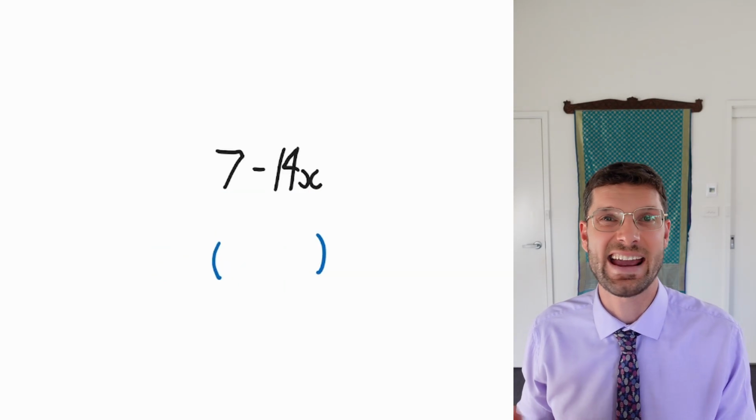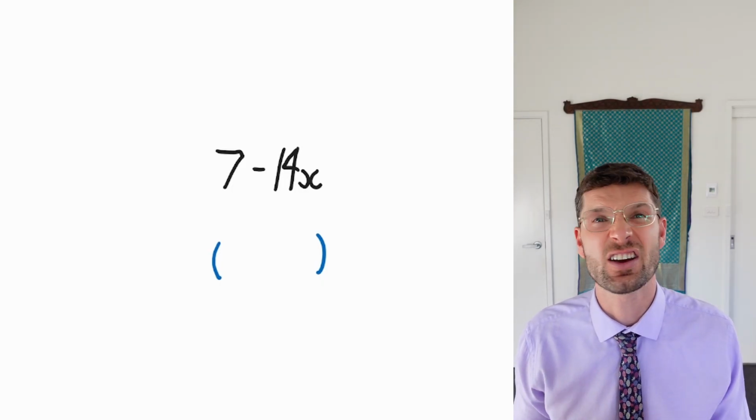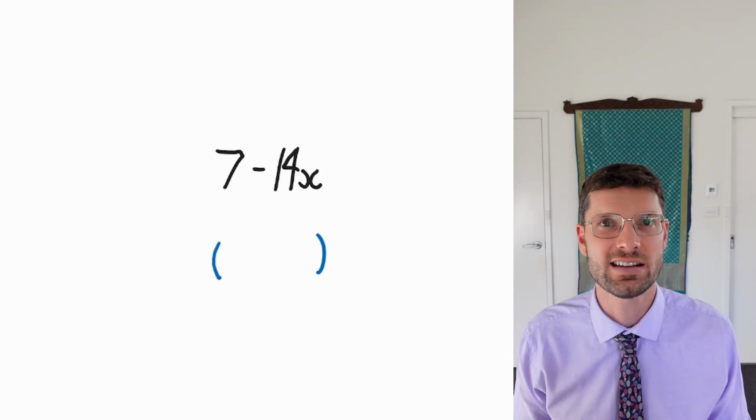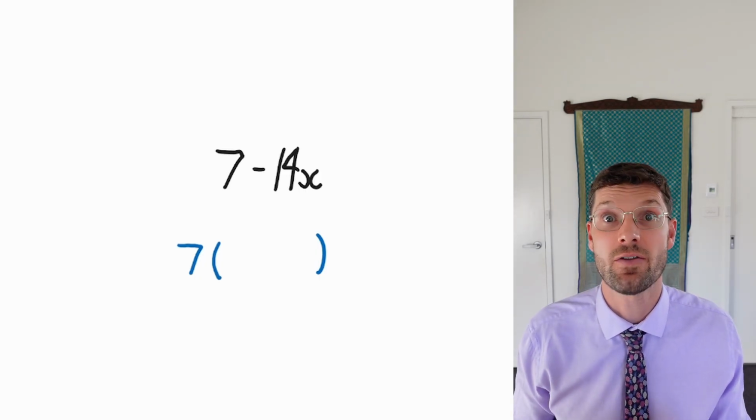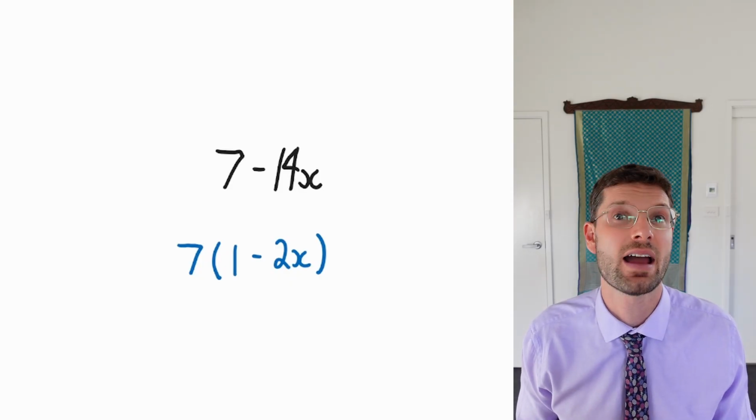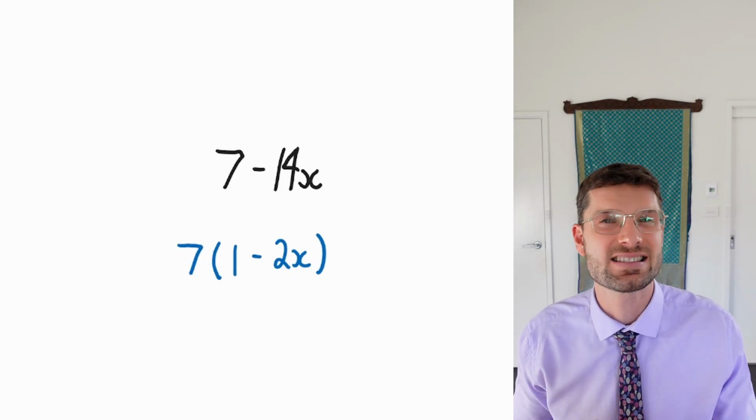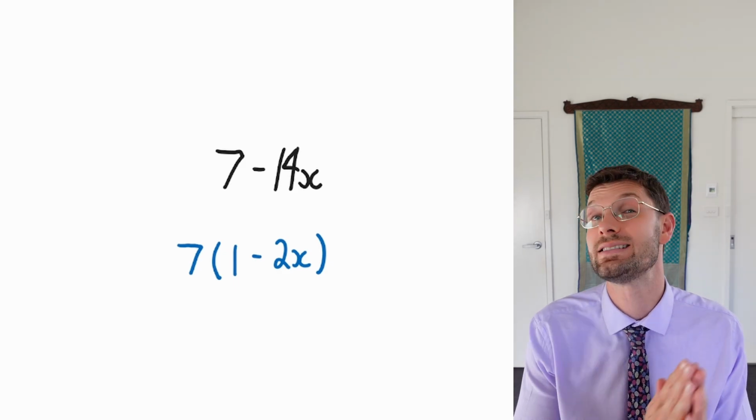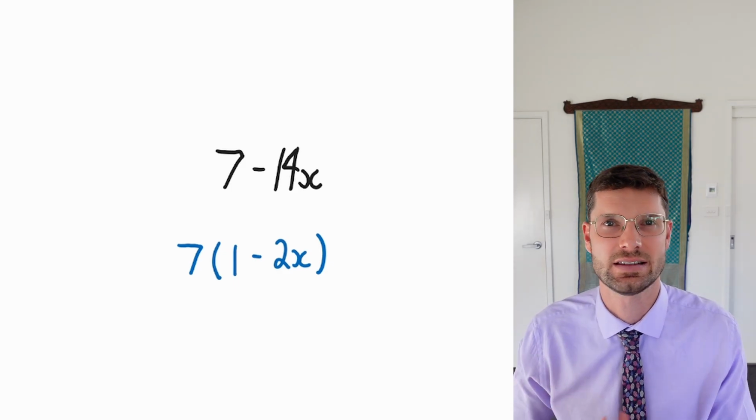This even works if the x isn't that first term. So for this one, I've got 7 minus 14x, and the common factor between 7 and 14 is just 7. So again, that 7 is going to go out the front. 7 divided by 7 is just 1, so that goes there. And then negative 14x divided by 7 is negative 2x. Sometimes you might see people always taking a negative to leave a positive x value, but for this lesson, this is going to be enough.